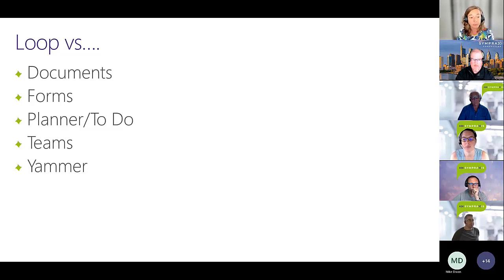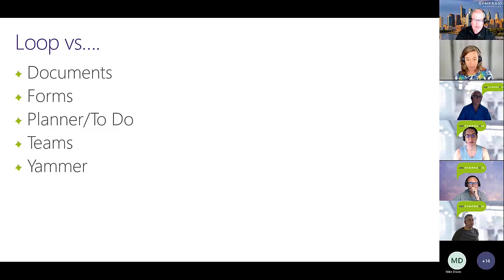And we talked about Planner and To Do. That task list looks lovely in Loop, but it's not connected to To Do. So those tasks are never going to show up as tasks in To Do for me or in Planner. So there's definitely some, yeah, exactly. Right. For where we are today.